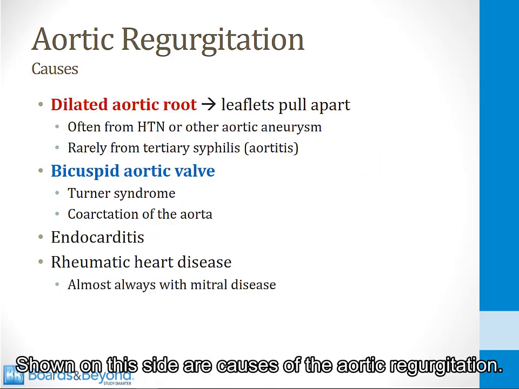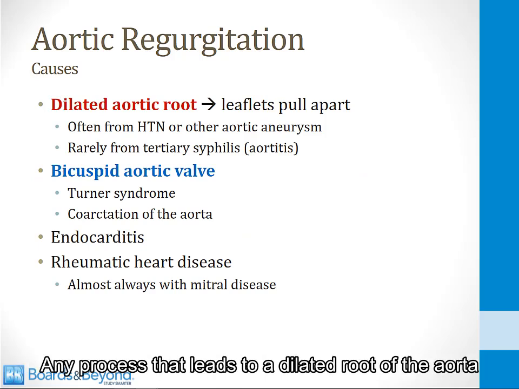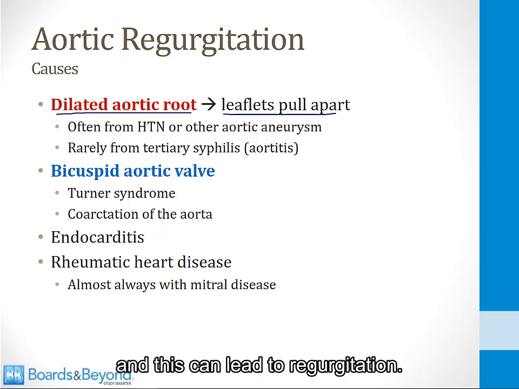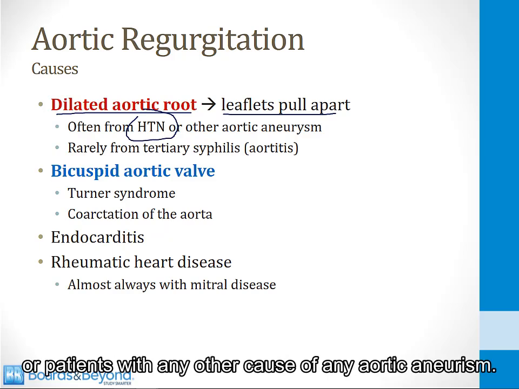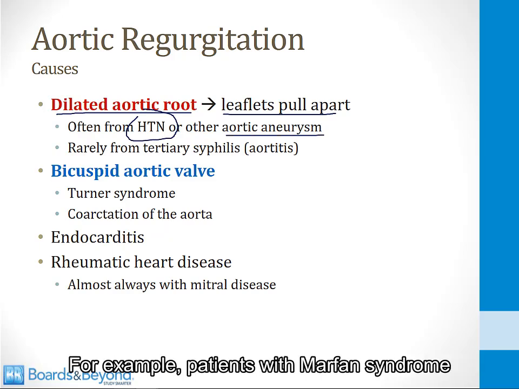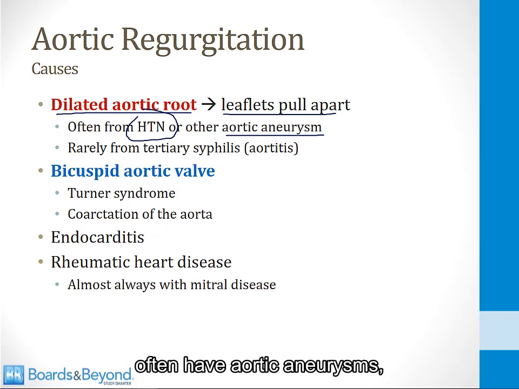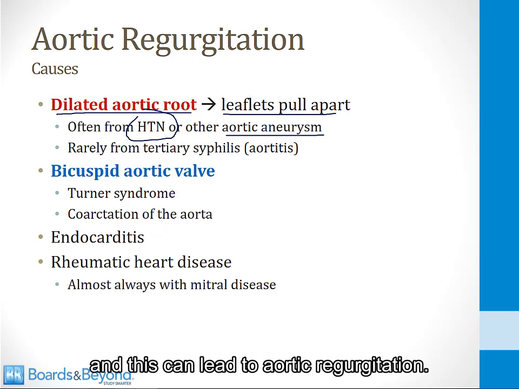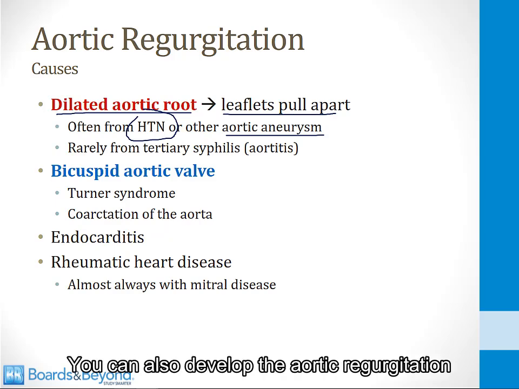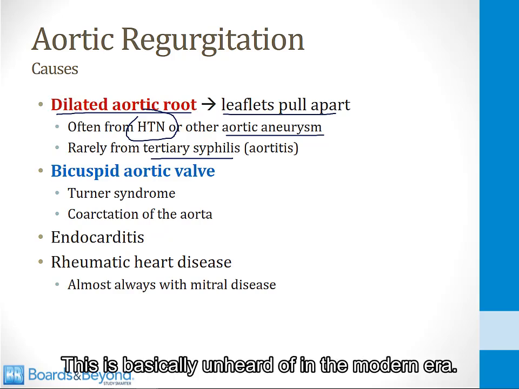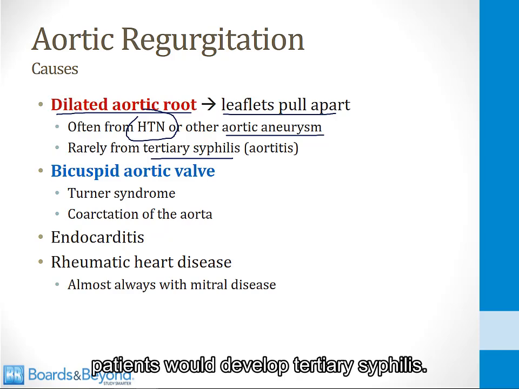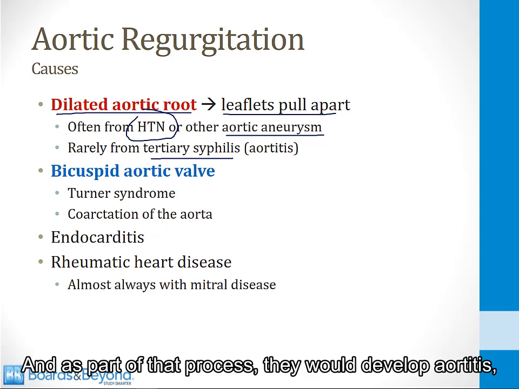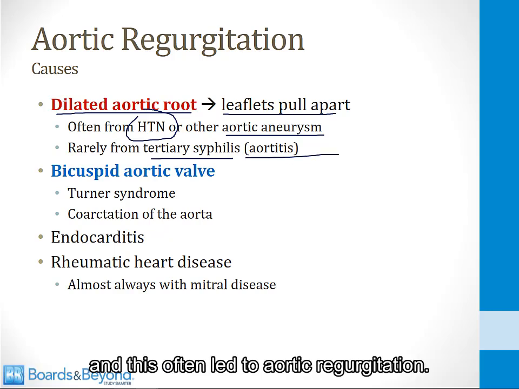Shown on this slide are causes of aortic regurgitation. Any process that leads to a dilated root of the aorta can pull the aortic valve leaflets apart, and this can lead to regurgitation. This is often seen among patients with hypertension or patients with any other cause of an aortic aneurysm. For example, patients with Marfan syndrome often have aortic aneurysms, and this can lead to aortic regurgitation. You can also develop aortic regurgitation from tertiary syphilis. This is basically unheard of in the modern era. But years ago, when there were no therapies for syphilis, patients would develop tertiary syphilis, and as part of that process, they would develop aortitis, and this often led to aortic regurgitation.